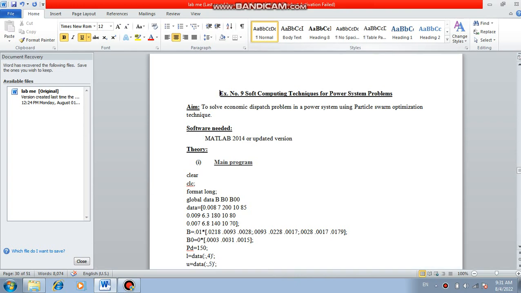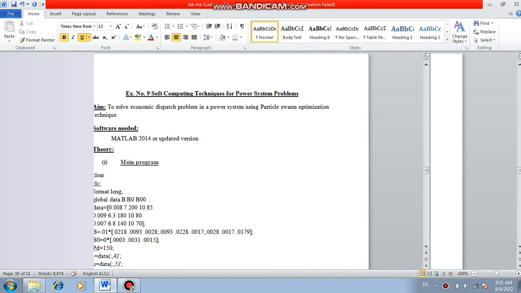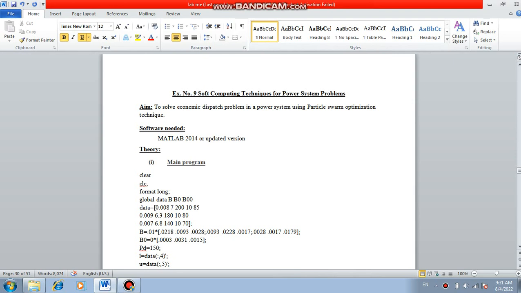Today we are going to see an experiment of Power System Laboratory 2 for ME Power System Engineering students. This is experiment number 9, soft computing techniques for power system problems. The aim of this experiment is to solve the economic dispatch problem in a power system using the particle swarm optimization technique. Here the title is any power system problem, but I have taken the economic dispatch problem.